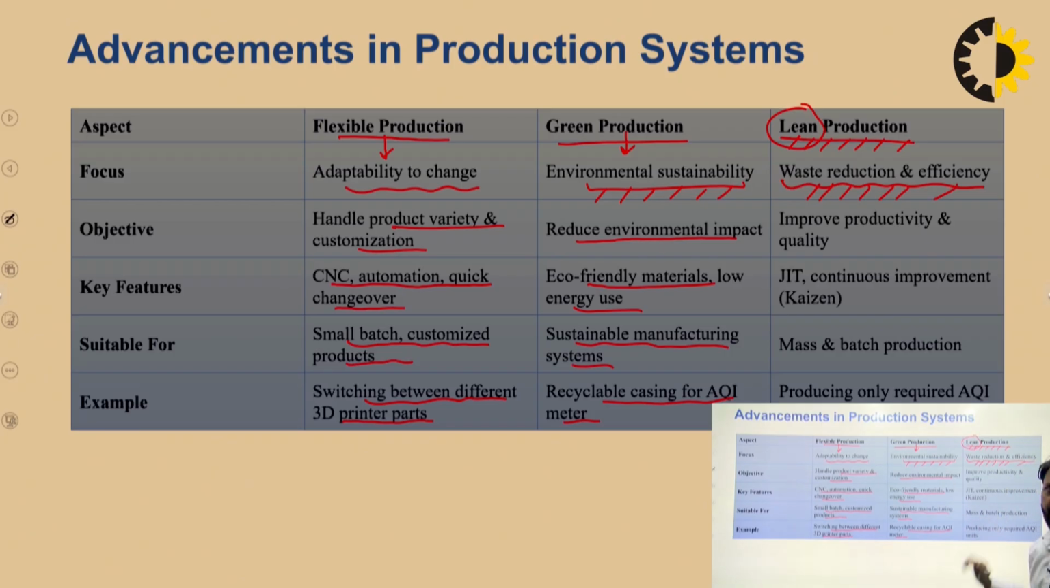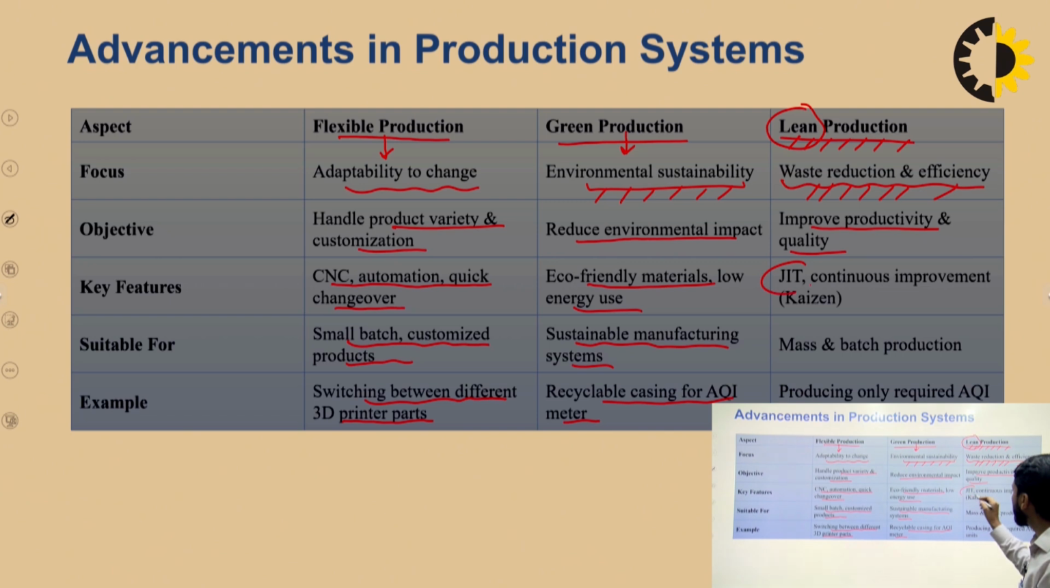So you have to segregate these three. In flexible production, you are adapting for new things. In the green production system, you are adapting for environmental impacts. And in lean production, you are minimizing the waste, which in turn increases your efficiency and has less impact on the environment as well. So it will improve the productivity and the quality of it.